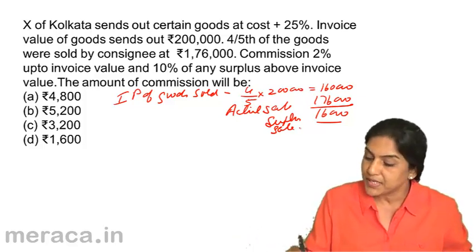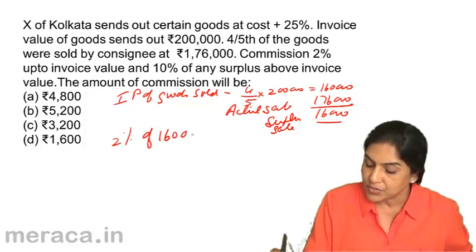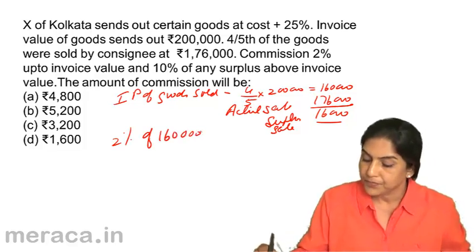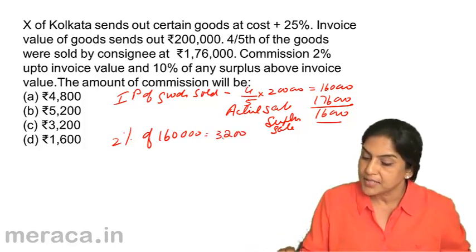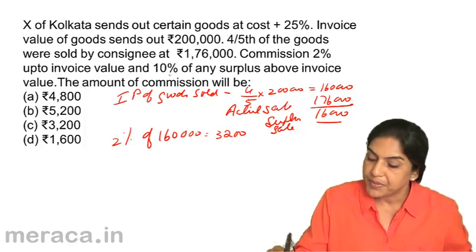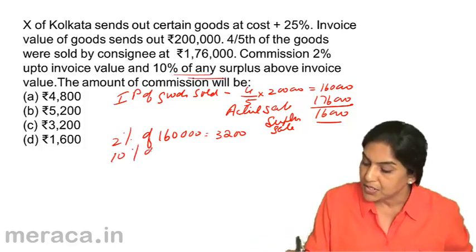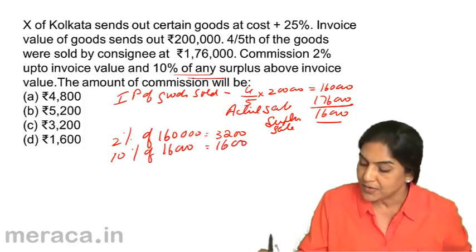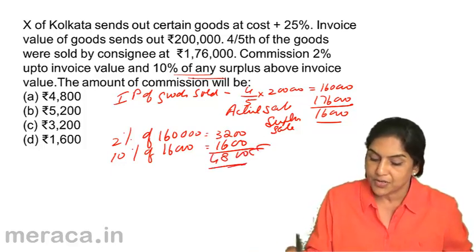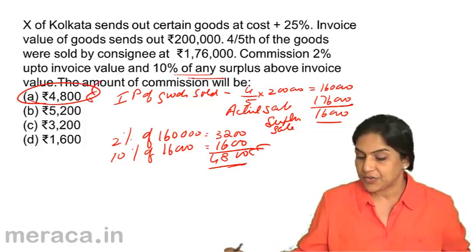Commission is 2% up to invoice value. So 2% of 1,60,000 is 3,200, and 10% of any surplus above invoice value. So 10% of 16,000 being the surplus is 1,600. Therefore, we get a total of 4,800. The correct answer should be A, 4,800.